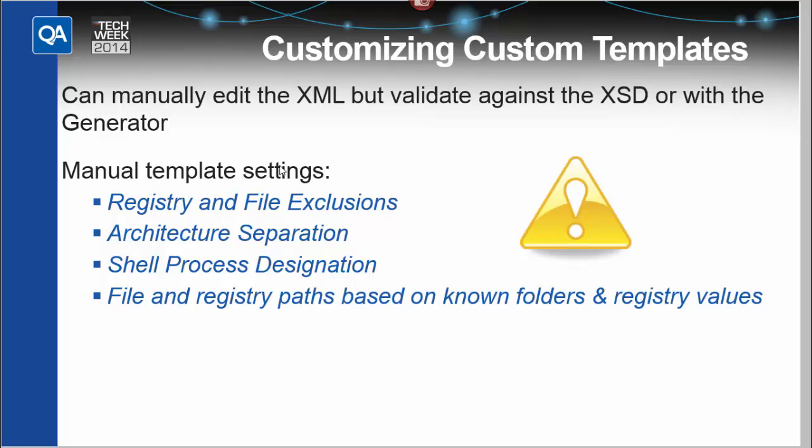Okay, so when manually creating a template, the template tool will understand certain registry and file locations that we need to exclude. It will do architectural separation for us for x86 and x64, and will pick up on the shell process to identify the actual process that's running. File and registry paths based on known folders and registry values are then recorded.